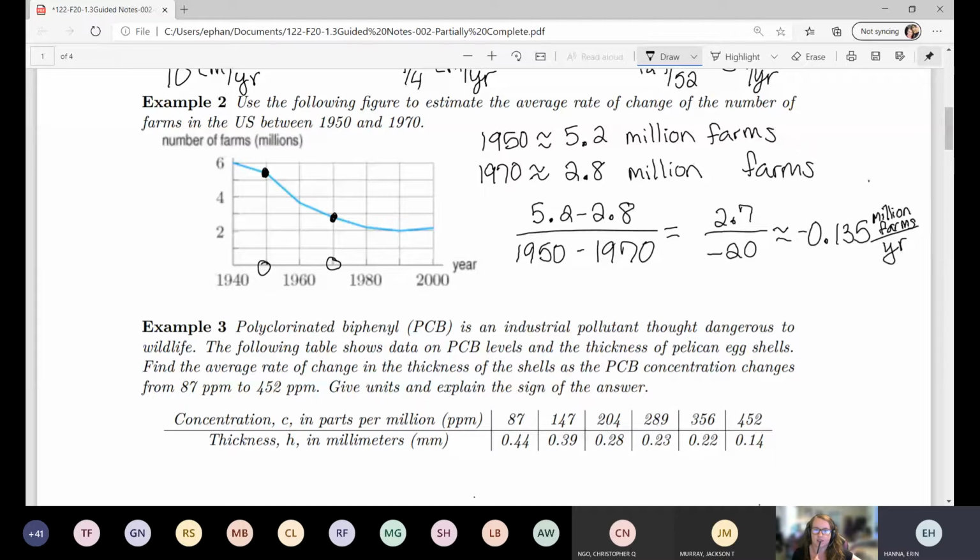Used years since 1950 here as well. So if I had used years since 1950, I would have used 0 and 20. I still would have gotten the same answer of negative 0.135. Whenever you're looking at a question and thinking, do I use years or do I use years since, it's really a personal preference. Since here we weren't doing too much with those numbers besides just subtracting them, we just used the full year. But if you had changed it to years since 1950, it still would have produced the same answer.